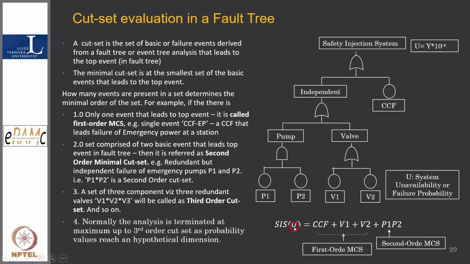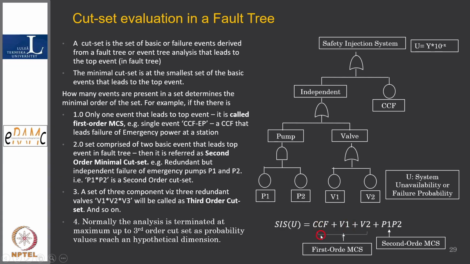So, system unavailability is equal to common cause failure, you can say, plus independent V1 plus V2 over here, and then P1 into P2 because they are through an AND gate, and this was through an OR gate. So, this is how the first order cut set here is common cause failure and the valves V1 and V2.